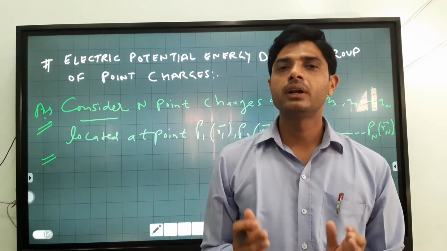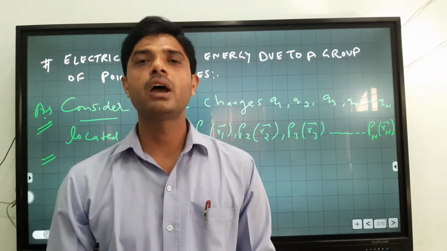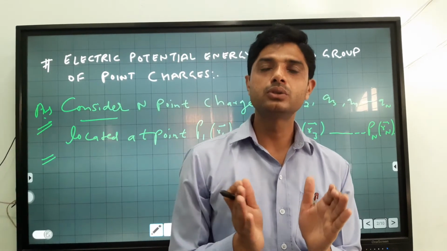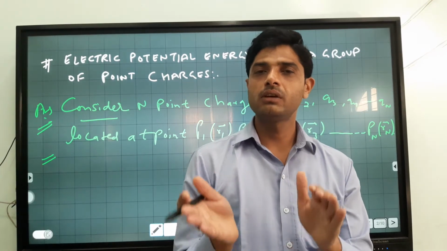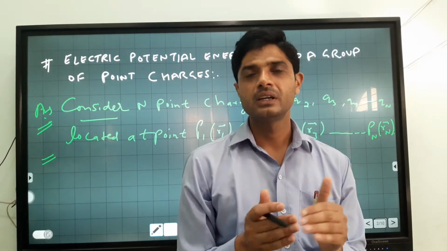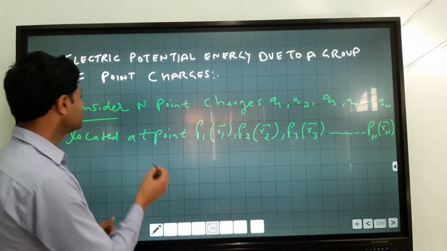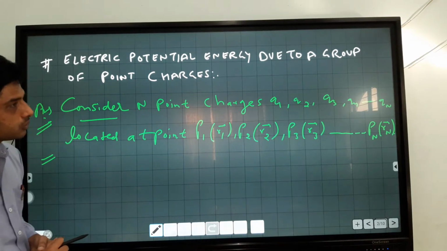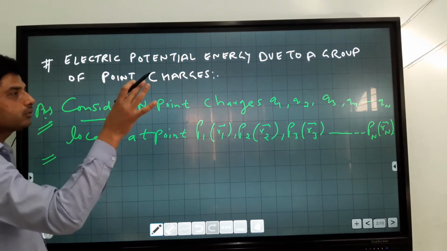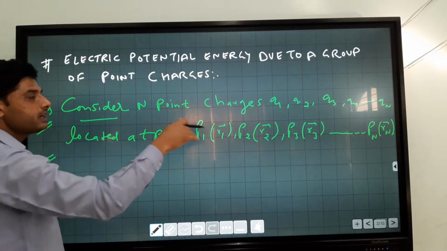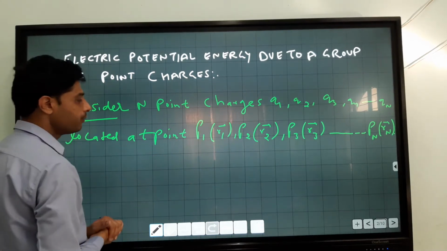As you know, when we have to carry a charge from infinity to a point or from one point to another point, we have to do work. This work is due to the electrostatic force, and this work is saved in the system as energy. This energy is known as electric potential energy. Consider n point charges Q1, Q2, Q3, Q4 placed at infinity, and we have to carry these charges to points P1, P2, P3 and Pn.